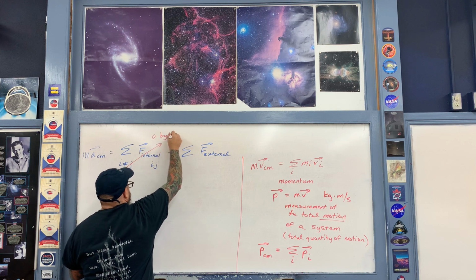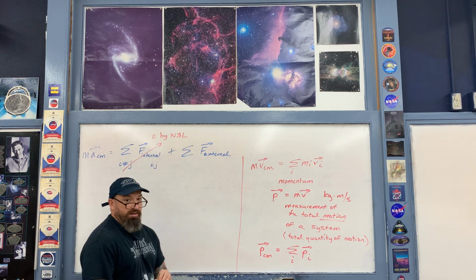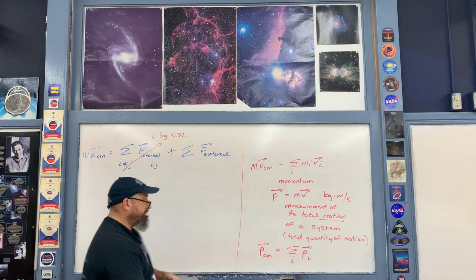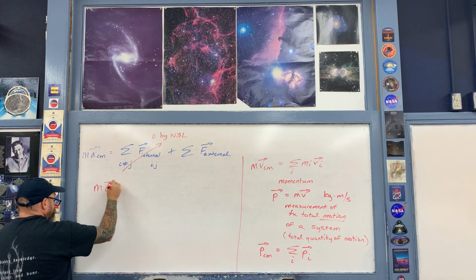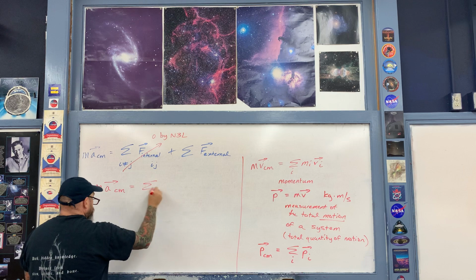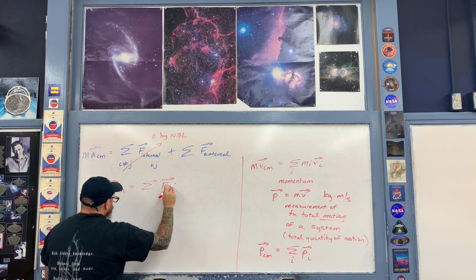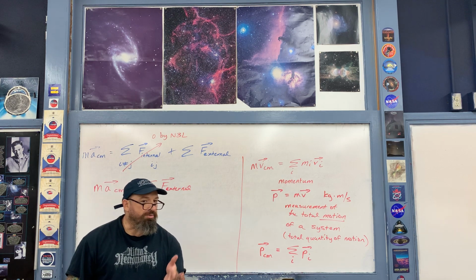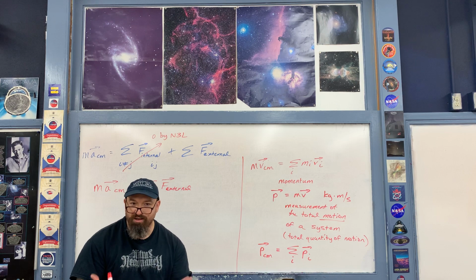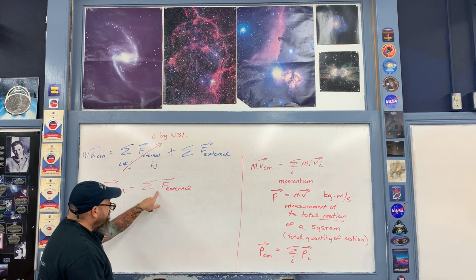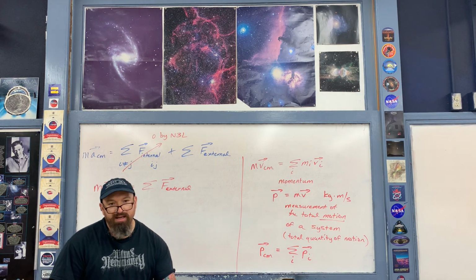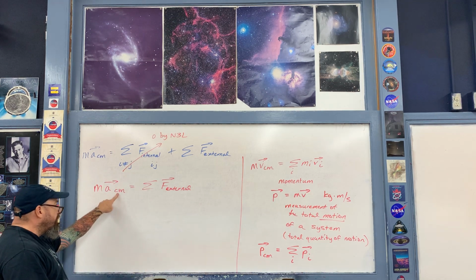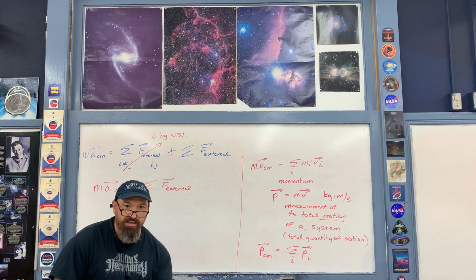0 by Newton's third law. Okay, and now look at what is left. This expression here. And now here's what this expression says. This is the importance of the center of mass. Any external forces applied to the system as a whole mathematically behaves as if it's only applied to one location, the center of mass.